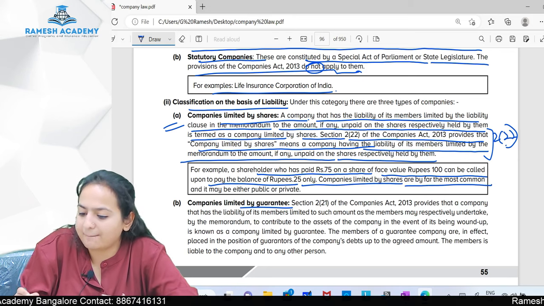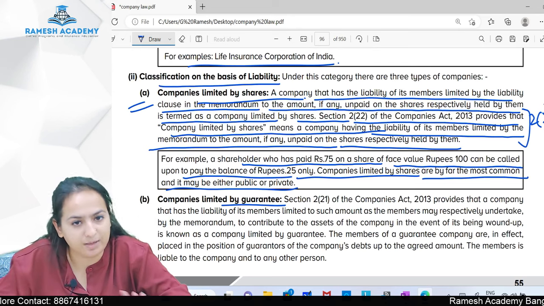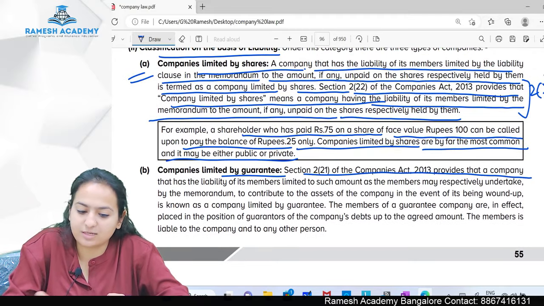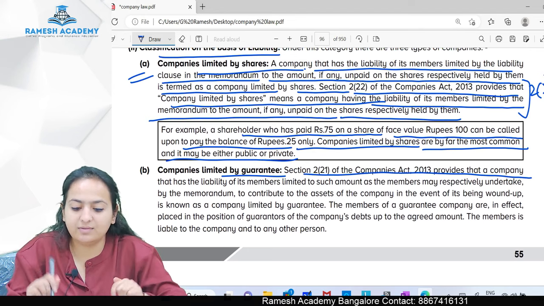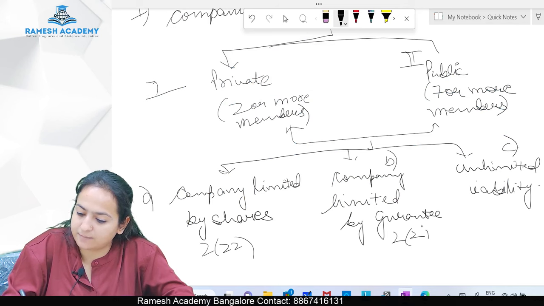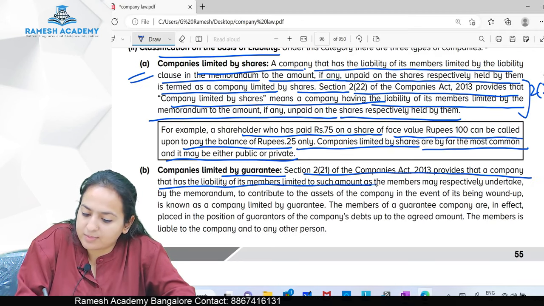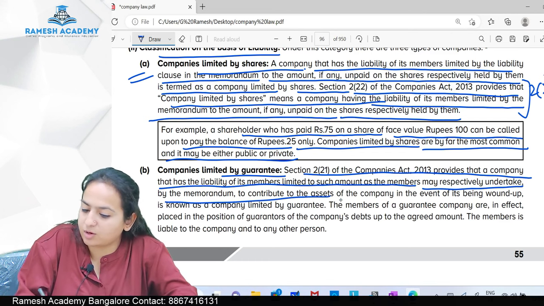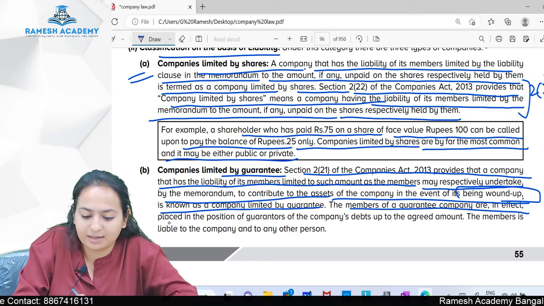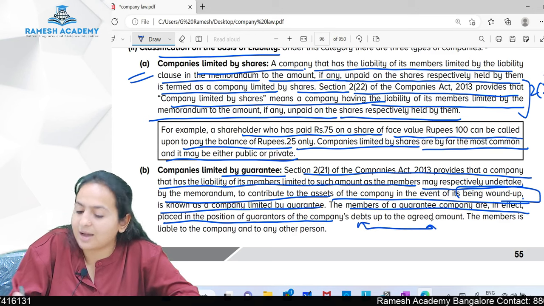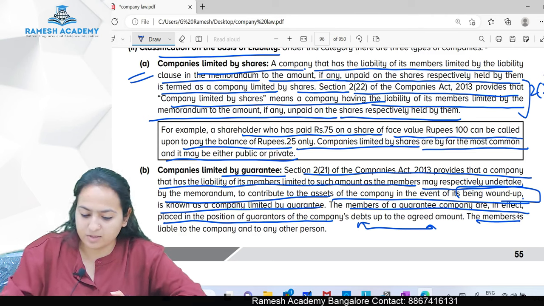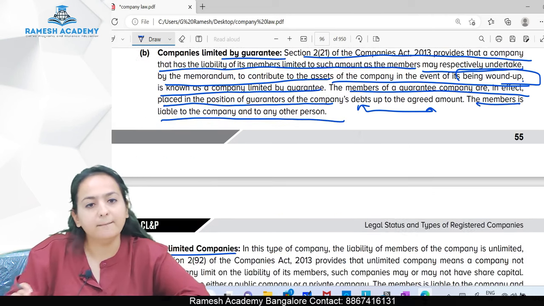Companies limited by shares are by far the most important, and may be either private or public. Company limited by guarantee: section 2 subsection 21 of the Companies Act provides that. Section 2 subsection 22 deals with limited by shares, 21 by guarantee. Write down here also in your table. Limited by share, 2(22); 2(21). A company that has the liability of members limited to such amount as the members may respectively undertake by MOA to contribute to the assets of the company in case of being wound up is known as a company limited by guarantee. Members of the guarantee company are in fact placed in the position of guarantors of the company's debts up to the agreed amount. Whatsoever is the agreed amount that needs to be paid in the case of winding up, they will only pay that.